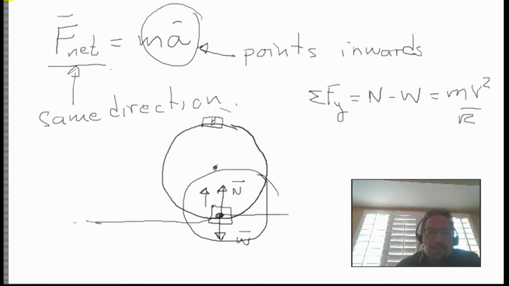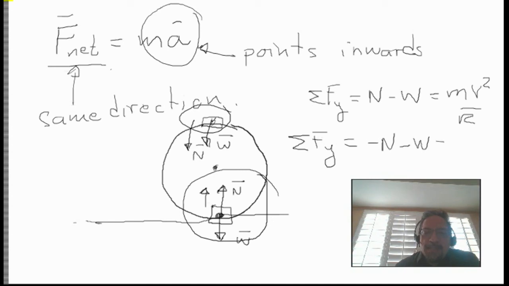On the other hand, if we are looking at the top, then we still have the weight, but the normal, depending on the speed, could point up or be 0 or point down. When you're going at high speed, it usually points down. In that second case, looking down, you have minus the normal, minus the weight, equals minus mv squared over r. That is the equation that we will solve to determine either a force or a velocity.